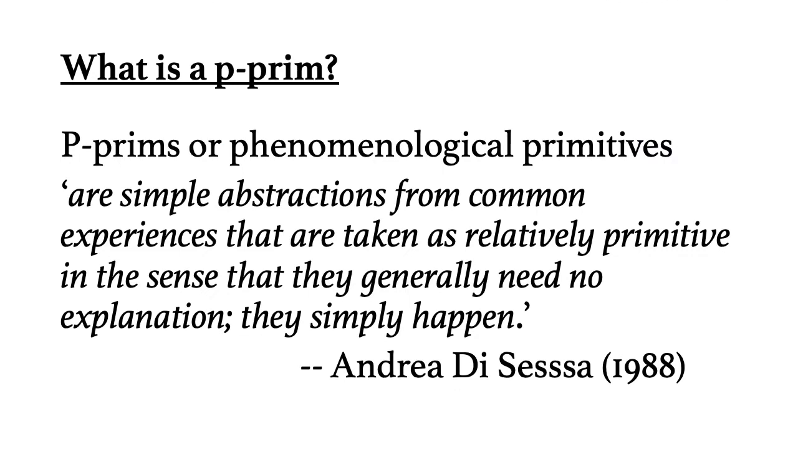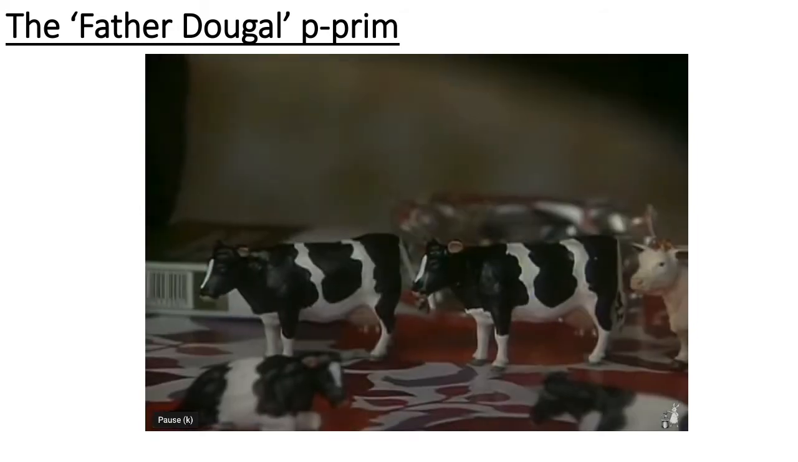What is a p-prim? Well, p-prims, or phenomenological primitives, are simple abstractions from common experiences that are taken as relatively primitive in the sense that they generally need no explanation. They simply happen. Okay, let's look at what I think is a good example of a p-prim.